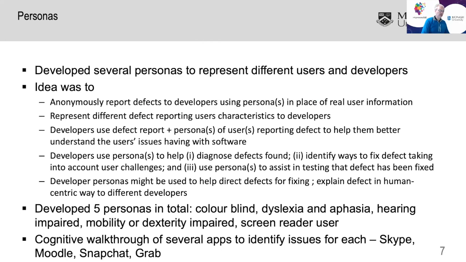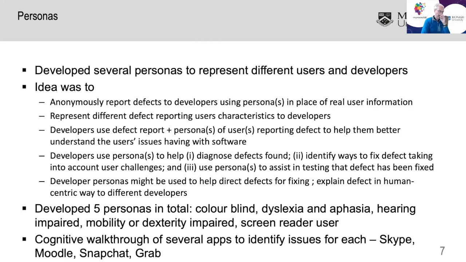One other use of developer personas we didn't really explore in this work, but would be very interesting in future work, is to help perhaps triage the human-centric defects and direct them to particular developers that might share or at least might better understand some of the user challenges of the users reporting the defect. And we might try different ways of explaining the same human-centric defect report to different developers with different characteristics themselves.